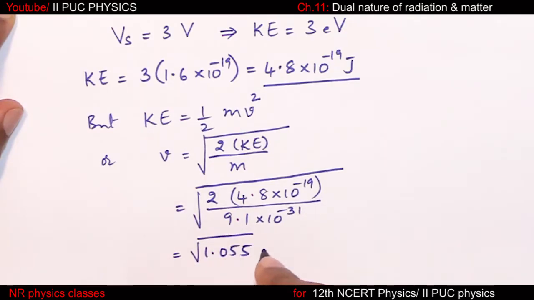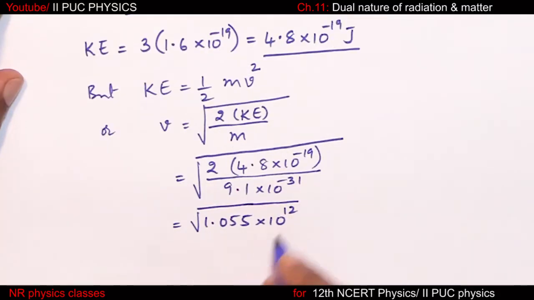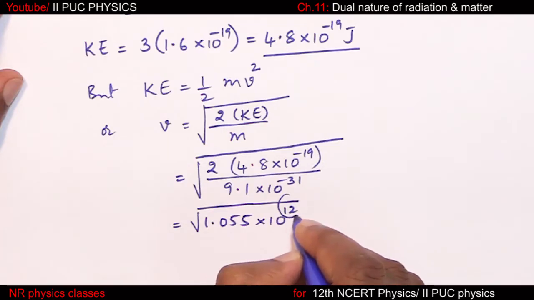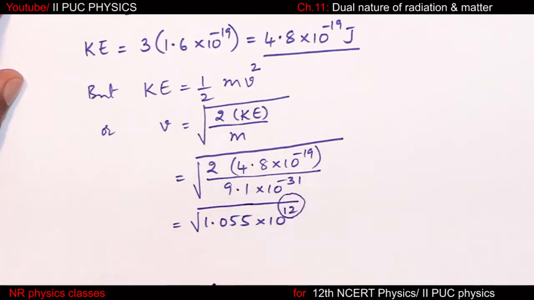1.055 × 10^12. You take square root only if this is even number, okay? 12 is even, therefore square root of 1.055 is 1.027 × 10^6 meter per second. This is velocity.